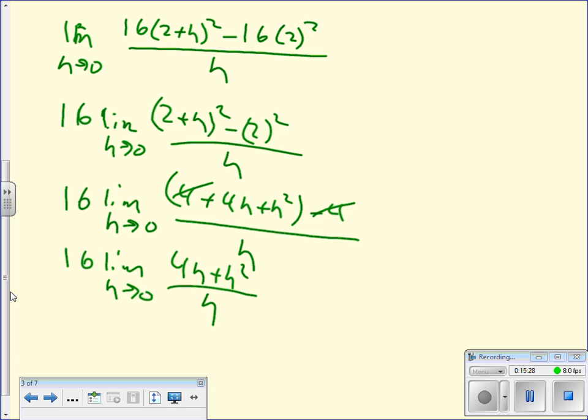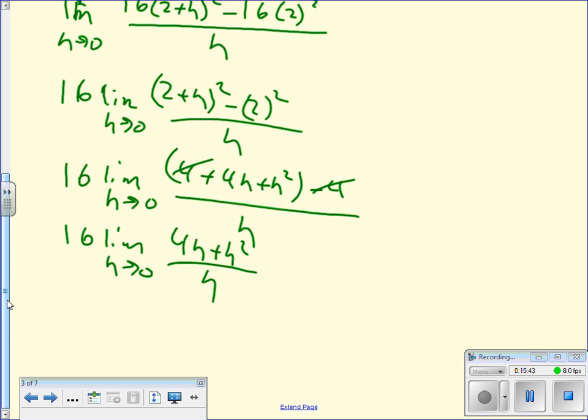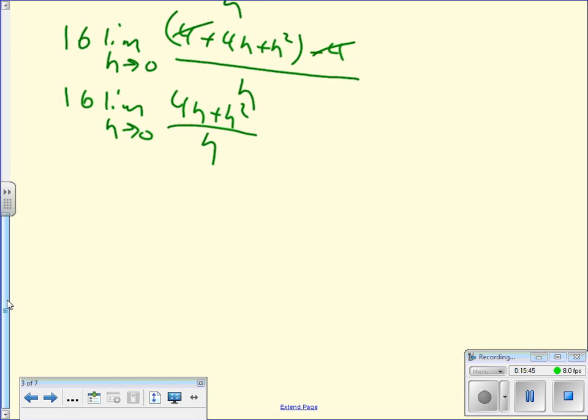And you're going, oh crap, Mr. Orris, I still have h in my denominator. I can't put 0 in there. Well, I can factor and cancel. I have an h in every term. I can cancel an h out of every term. Told you your algebra skill is going to be awesome. This h, and one of those cancels.